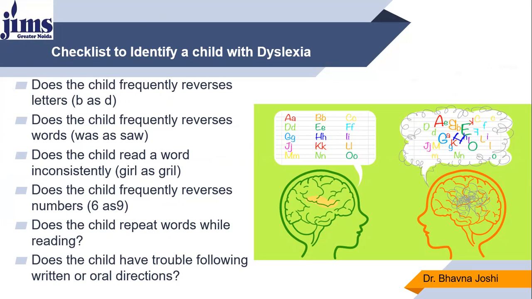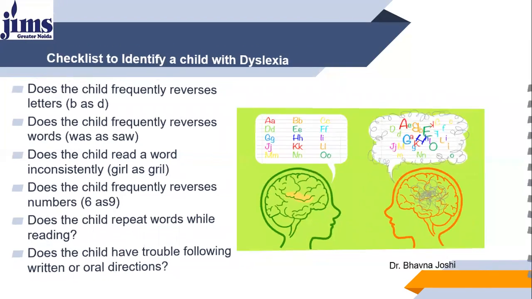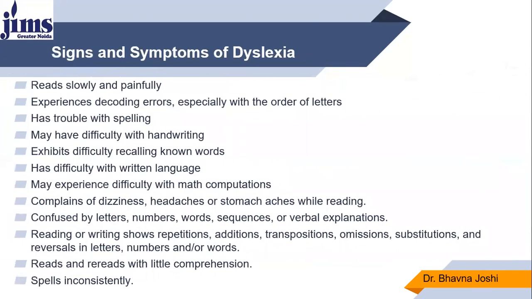Usually, the child reverses the letters. The child writes b as d, or may reverse words also, like was as saw, and will read a word inconsistently, like girl as grill, or the child may write reversed numbers like 6 as 9, or repeat words again and again while reading. He or she has trouble with written or oral directions. So these were the checklist for dyslexia.